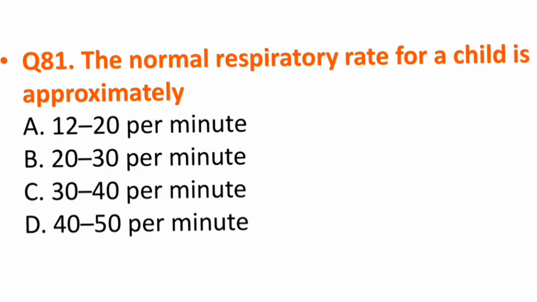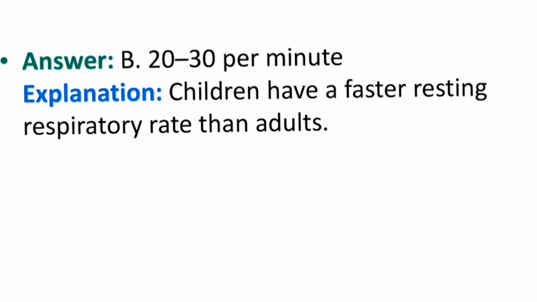The normal respiratory rate for a child is approximately option A, 12 to 20 breaths per minute. Option B, 20 to 30 breaths per minute. Option C, 30 to 40 breaths per minute. Option D, 40 to 50 breaths per minute. The correct answer is option B, 20 to 30 breaths per minute. Children have a faster resting respiratory rate than adults.